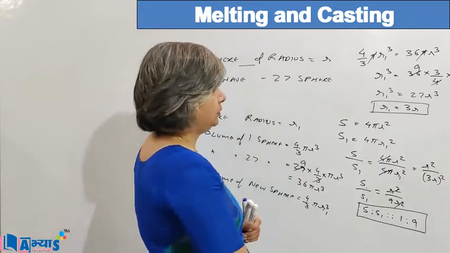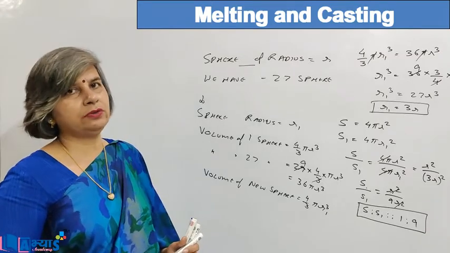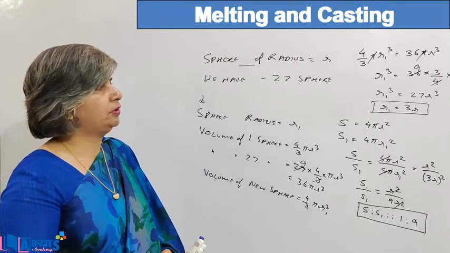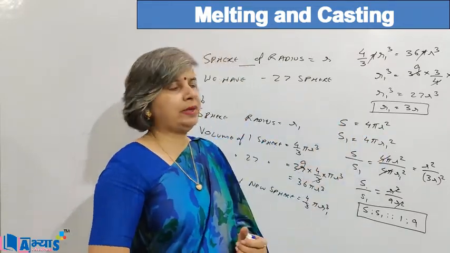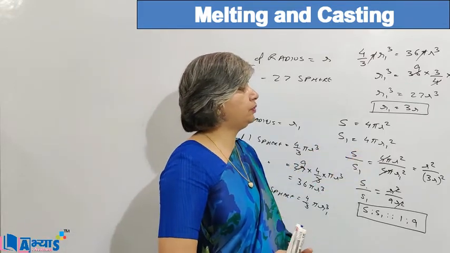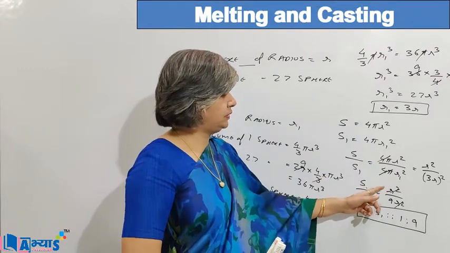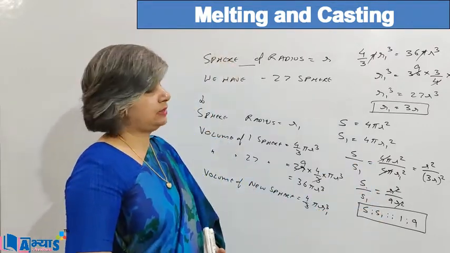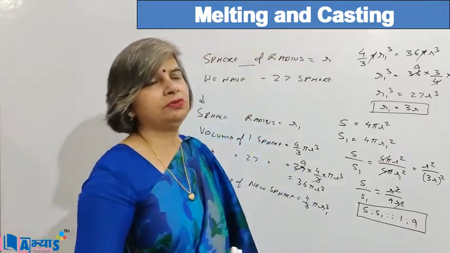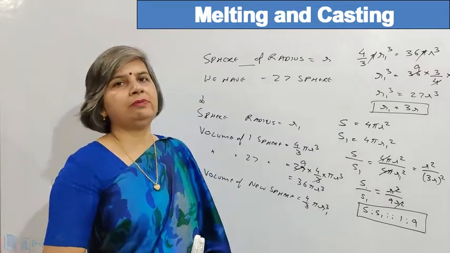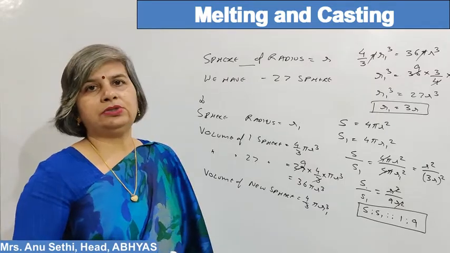That means the radius of the new sphere will be 3 times the radius of the original sphere. In the second part of the question, we were supposed to find the ratio of the surface areas of the two spheres. The formula for the surface area is 4 pi r square. The surface area of the original sphere is 4 pi r square, and the surface area of the new sphere is 4 pi r1 square. On taking the ratio of the two, we found that S upon S1 is equal to 1 upon 9, or S is to S1 as 1 is to 9. So this is the ratio of the surface areas of the two spheres when 27 spheres are melted and recasted into a big sphere. The surface areas will be in the ratio 1 is to 9.